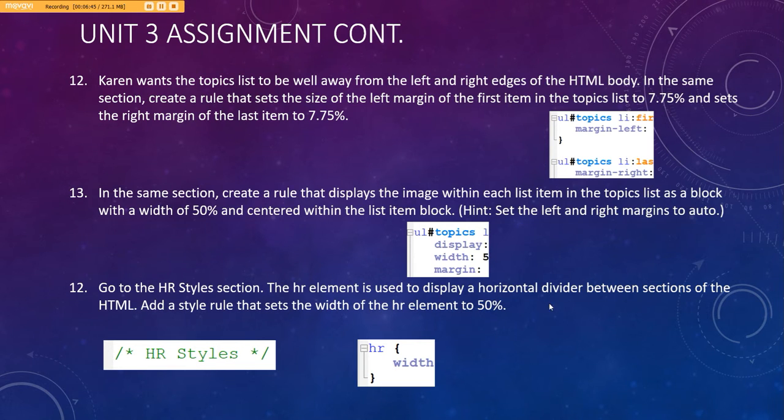Go to the HR Styles section. The HR element is used to display a horizontal divider between sections of the HTML. Add a style rule that sets the width of the HR element to 50%.